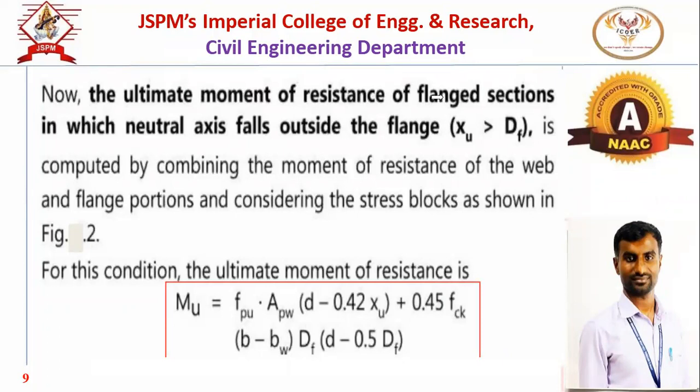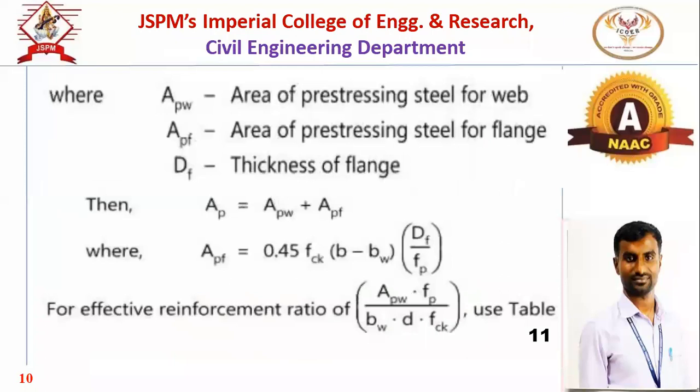When the depth of neutral axis is greater than the thickness of flange, that is the case. So it will be the summation of the moment of resistance of the rectangular section plus the moment of resistance due to the web portion. That summation we want. These are the various terms we have discussed. Apw is the area of pre-stressing steel in the web portion. This is the formula we have to remember.